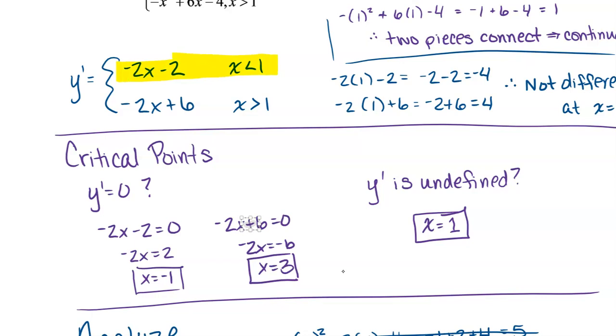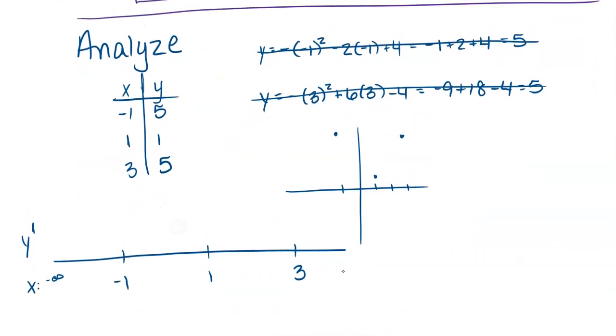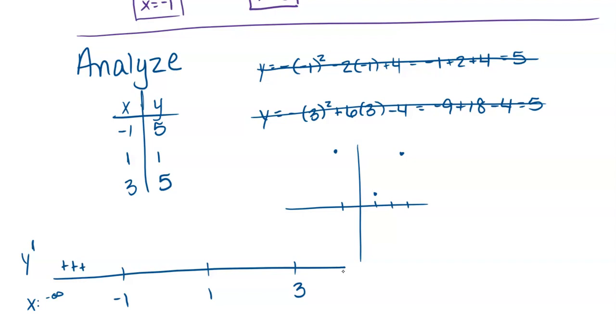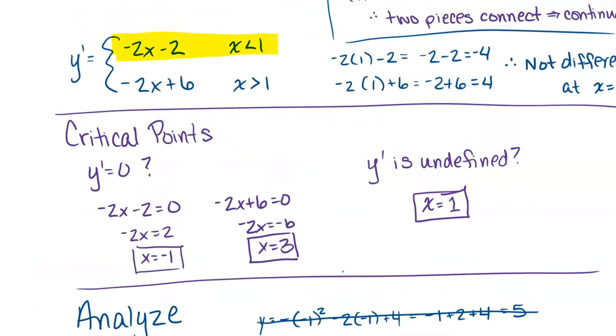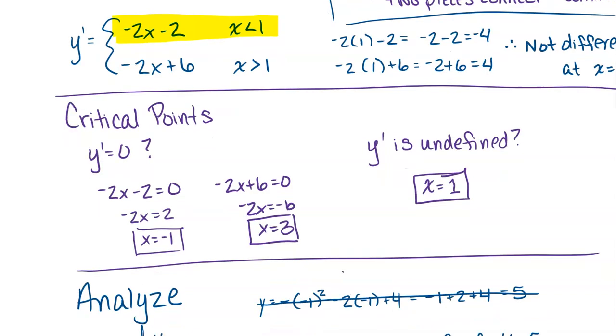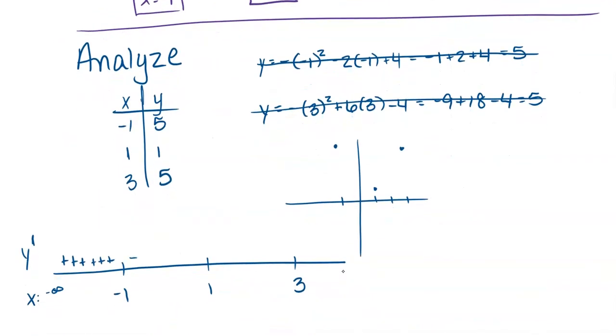I'm going to plug in something like -100. If I plug in -100, I'm going to get -2 times -100 is +200 minus 2 will still give me a positive number. So that means everything on this interval will give me a positive number. For the next interval, I'm going to plug in 0. And I'm still going to use that top piece of the derivative function because 0 is less than 1. I'm going to get -2. So that means everything on this interval is negative.